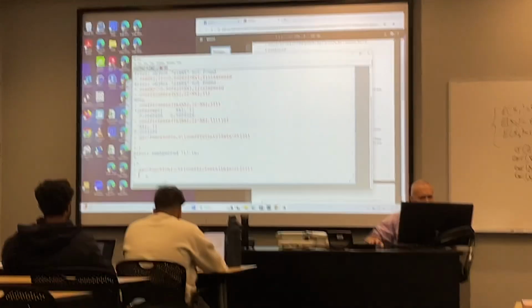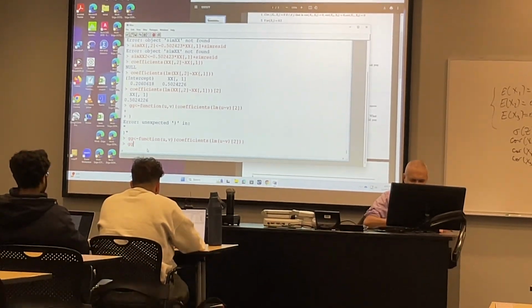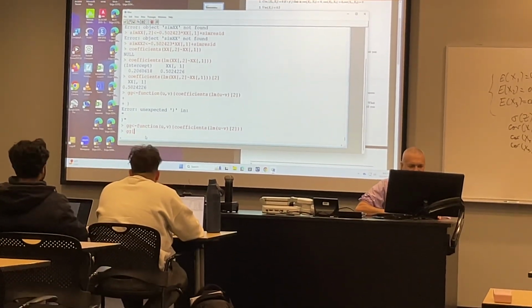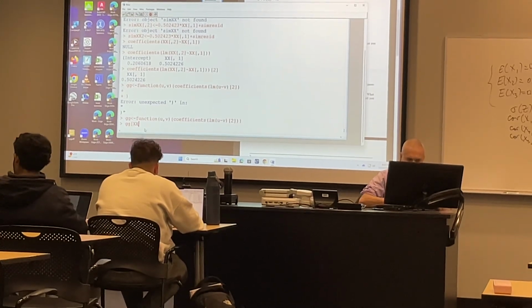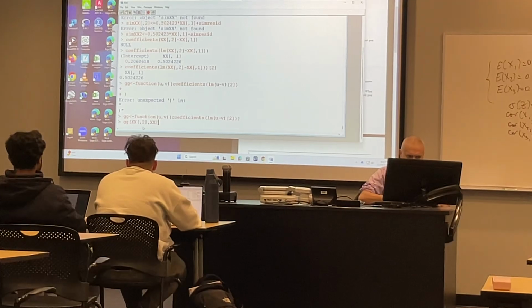So now you can actually apply this function on xx comma 2 and xx comma 1. So you can say GG, right? And now you have xx comma 2, the second one, and xx comma 1, the first one.